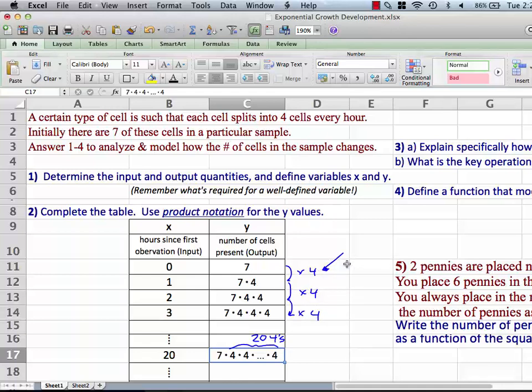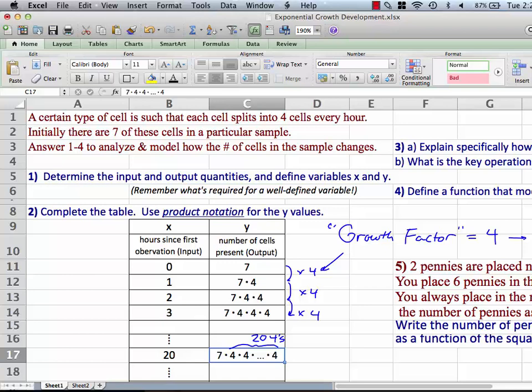It's this number that stays the same, and it's the number that we multiply what by to get what? We multiply the current output to get the next output, right? You multiply by 4. The growth factor equals 4, and that's our multiplier. It's the multiplier on the output to get the next output.